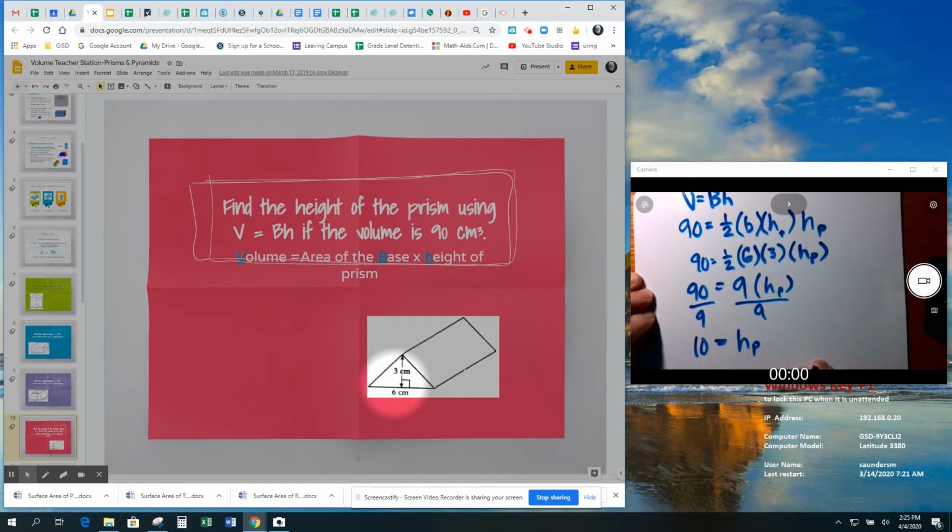So what is HP? What's the units on HP? Is it cubic? No, because it's a distance. The height of the prism is the distance between the two bases. So we're finding this edge right here, and that is just a distance measure, so it's going to be in centimeters. So our answer is H of the prism is 10 centimeters. Okay, piece of pie. Let's look at the next one.